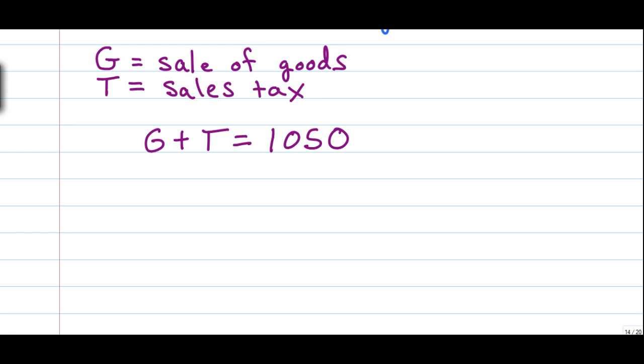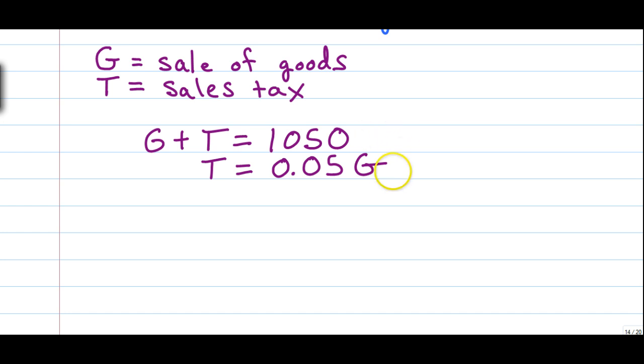Next, we want to look at tax. We know that tax, from experience, is going to be the amount of the goods times the sales tax. In this case, the sales tax is 5%. Before we can plug it into the formula, we need to put it into decimal form. So 5% becomes 0.05 times the amount of goods.